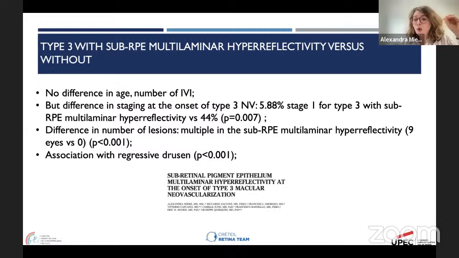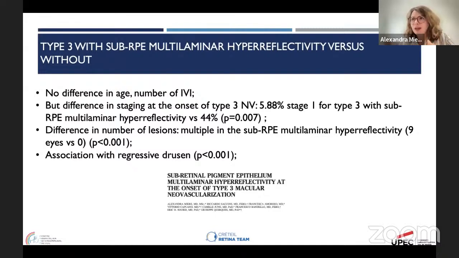Because for patients who had these sub-RP hyperreflective lines, stage 1 of type 3 macular neovascularization was found in like 60% of patients versus 44% of classical early type 3. So patients who have sub-RP hyperreflective lines tend to have later staging at the onset of type 3, and a very great difference in the number of lesions. So multiple lesions in the sub-RP multilaminar hyperreflectivity group versus unique lesions in the classical type 3 group.